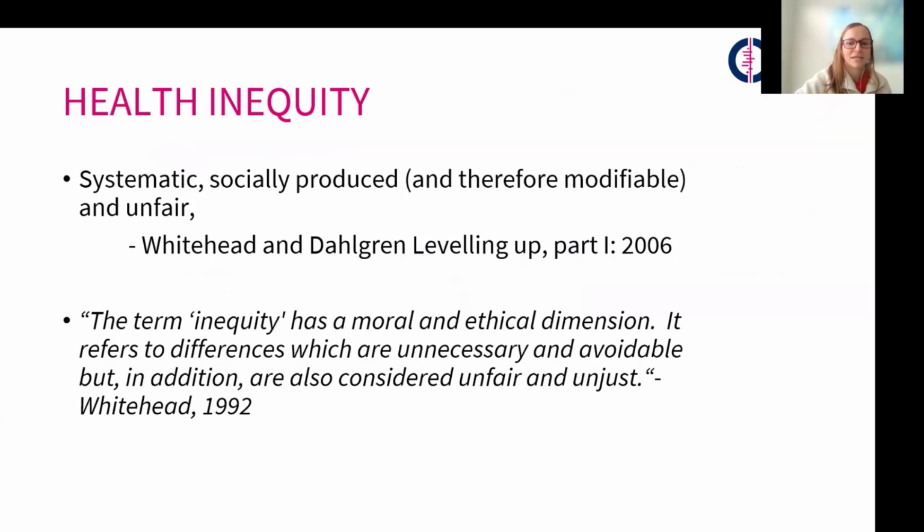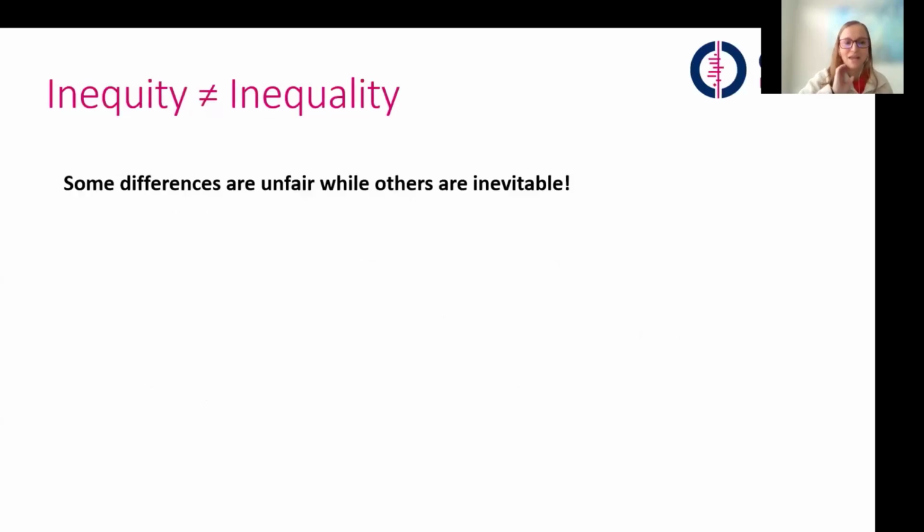So we define health inequities as differences in health outcomes that are unnecessary and are also avoidable. And they're often linked to systemic and structural barriers to health opportunities across socially stratifying factors. Next slide. So equity and equality are not the same, and inequity and inequalities also aren't the same. So some differences are unfair, but some differences are inevitable. So inequalities are just differences.